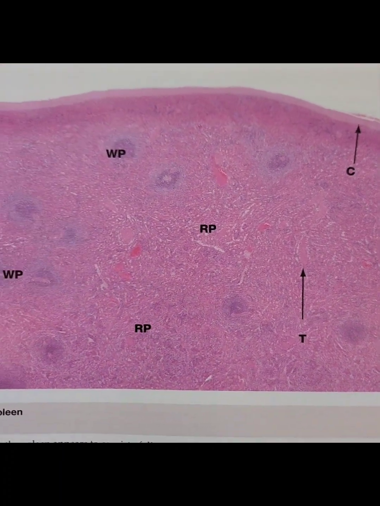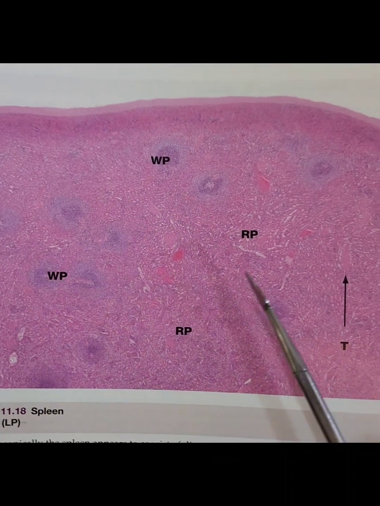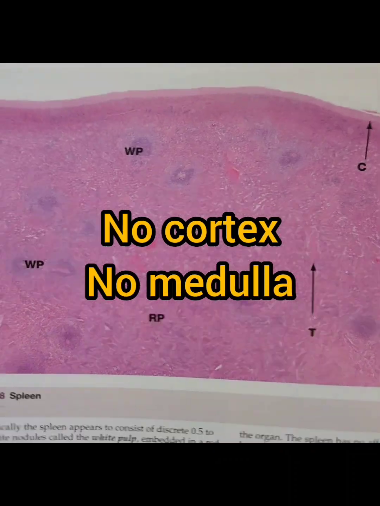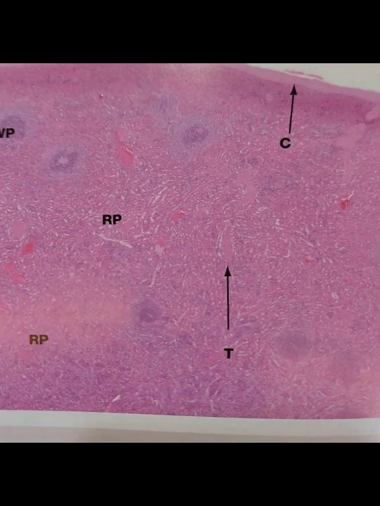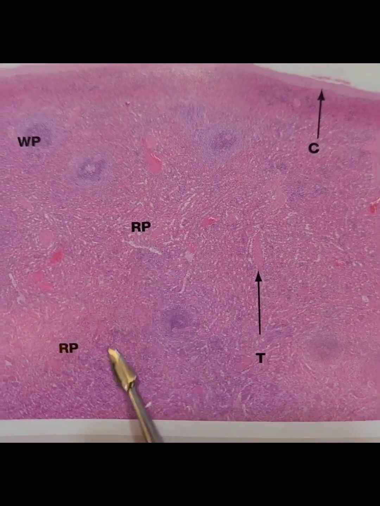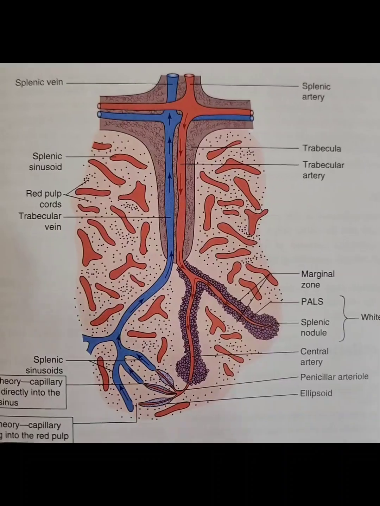The parenchyma of the spleen is divided into white pulp and red pulp. At white pulps, it shows lymphatic aggregation. In the red pulp, it shows splenic sinusoids and cords. We will see them in detail.